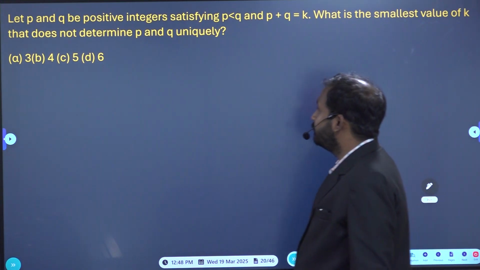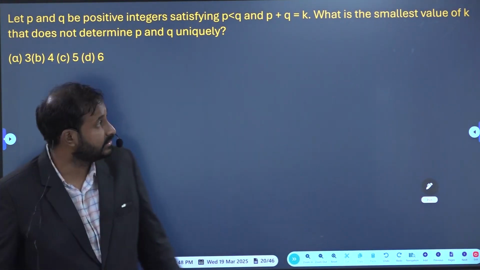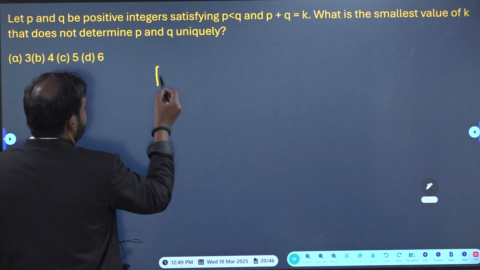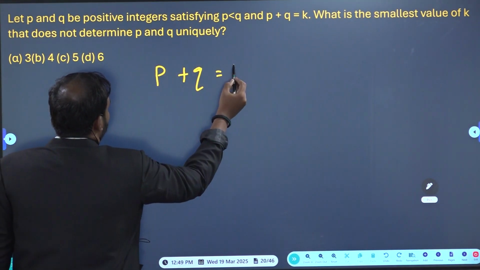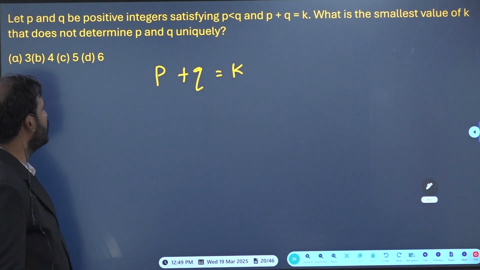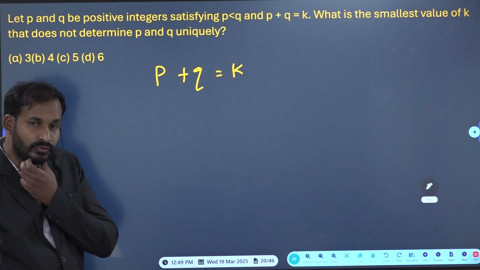Let p and q be positive integers satisfying p is less than q and p plus q is equal to k. Okay, both p and q are positive integers. What is the smallest value of k that does not determine p and q uniquely?